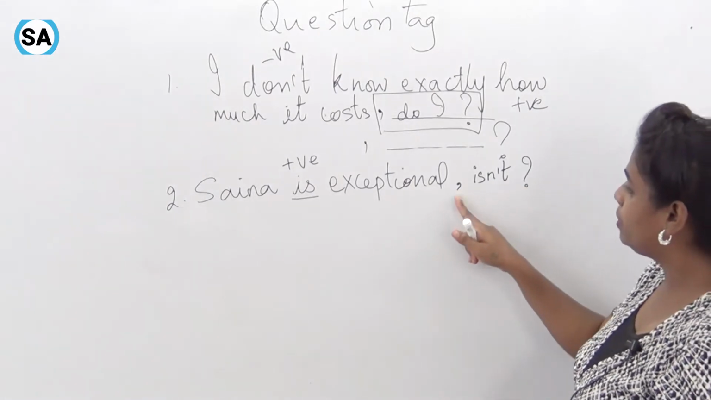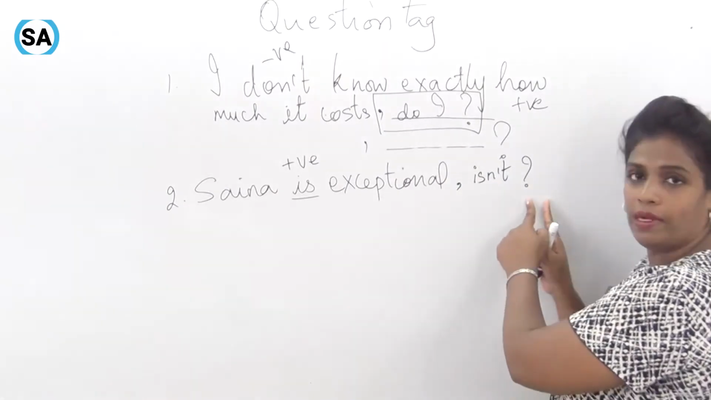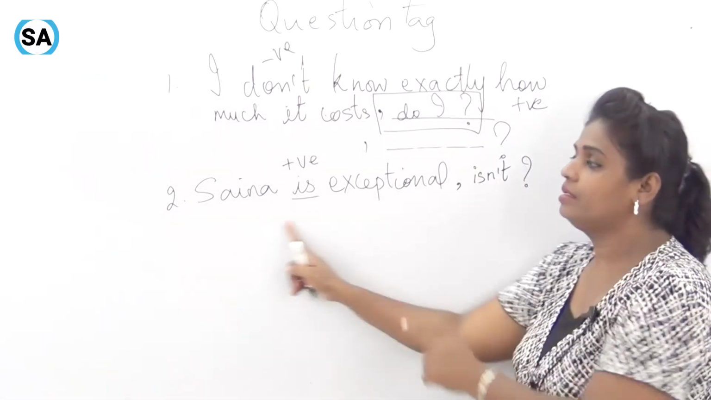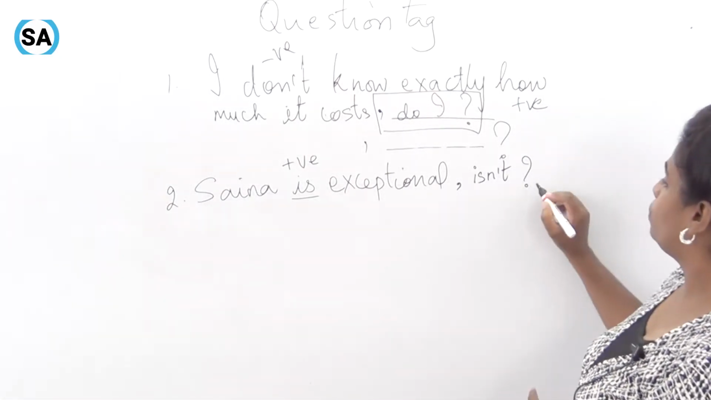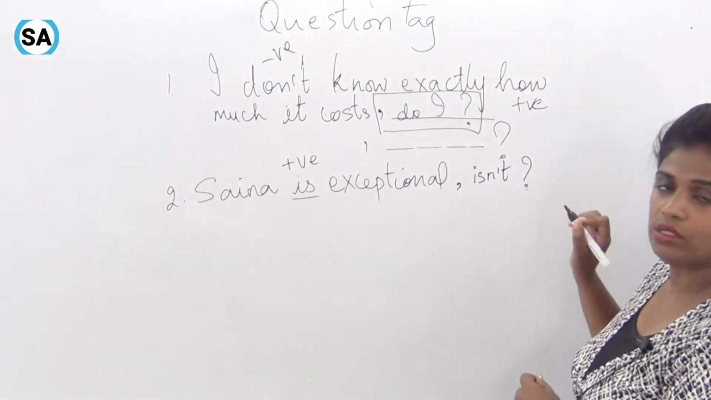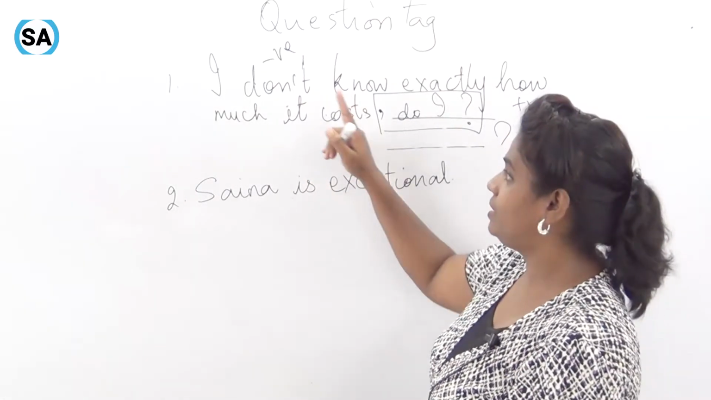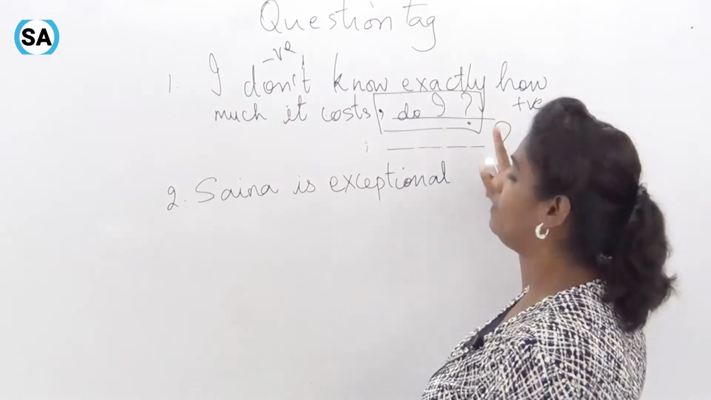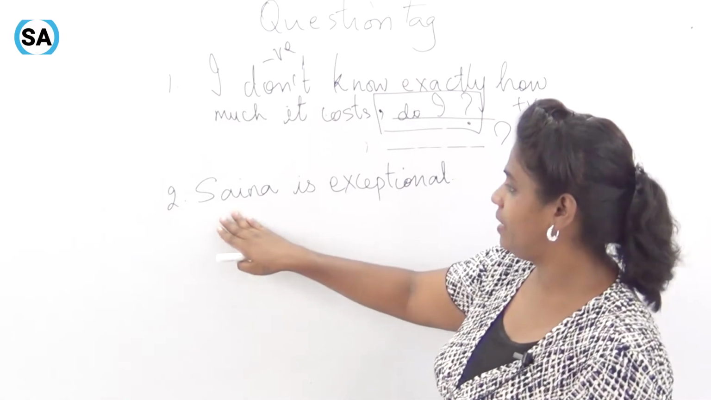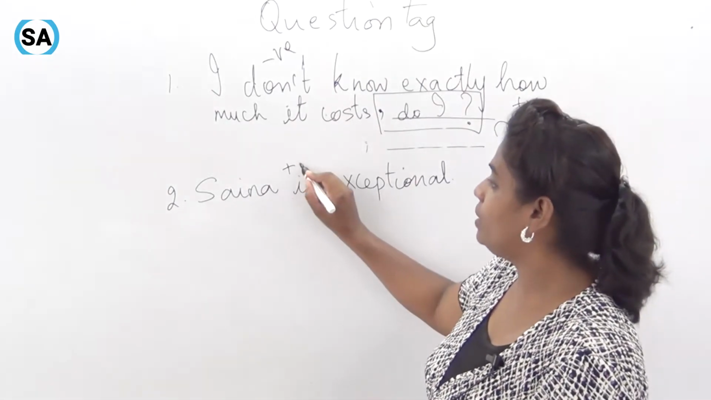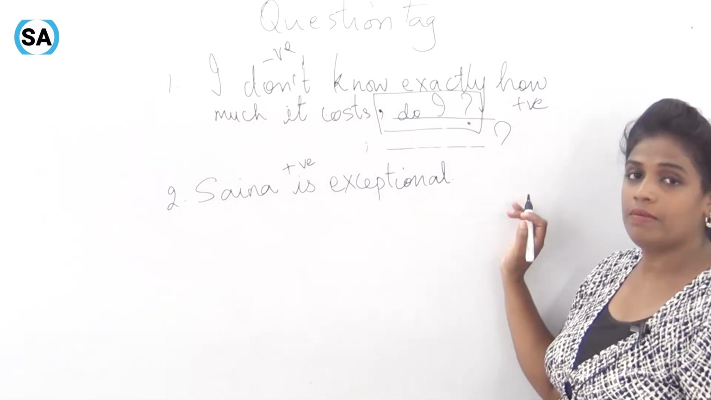If you put a question mark and then put the negative or positive word, and you don't put a question mark here, then your entire sentence is not valid. It is not valid under question tag. So it is necessary to put a question mark. Now we saw the first sentence, which is negative, and positive at the question tag. The second sentence is positive, that we have taken, Saina is exceptional, so it is positive. If a sentence is positive, our question tag becomes negative.